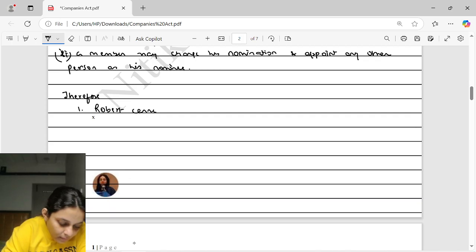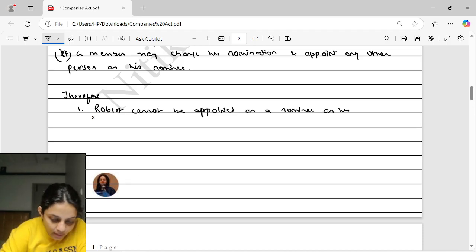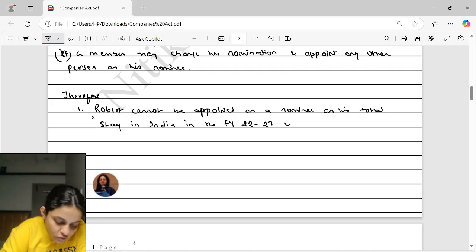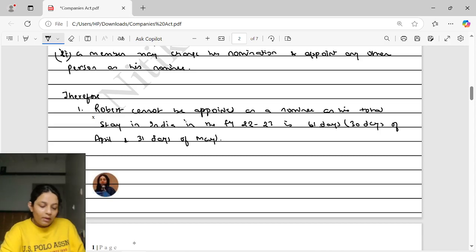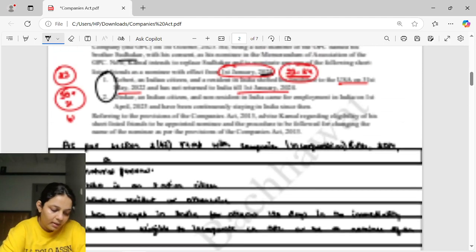Robert cannot be appointed as a nominee as his total stay in India in the financial year 22-23 is 61 days: 30 days of April and 31 days of May. Right? Second option. Let's go and see the second.